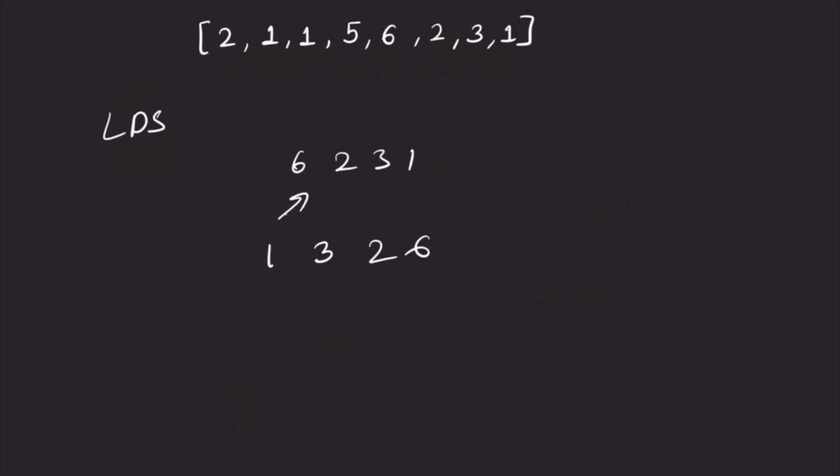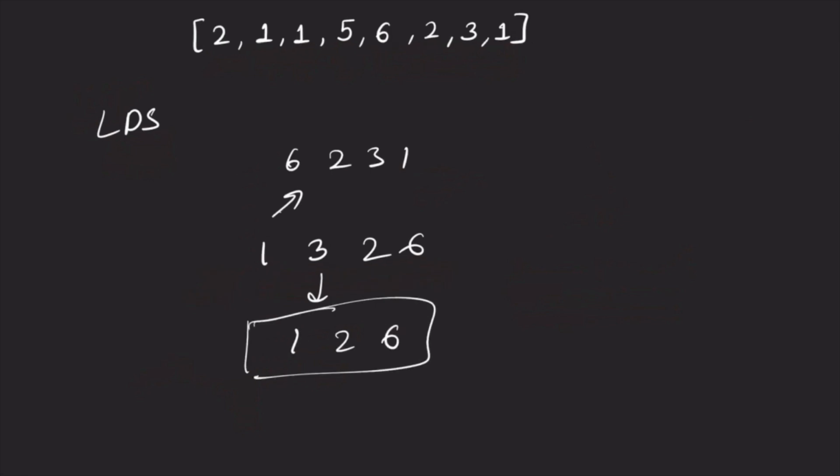Now if you find the longest increasing subsequence of this array, what will it be? It will be 1, 2, 6, right? Since we reversed our original array, we found the longest increasing subsequence. Now if I reverse this longest increasing subsequence back, then I will get the longest decreasing subsequence of the original array. So if I reverse this, we will get 6, 2, 1.